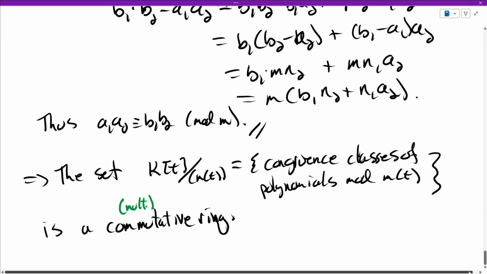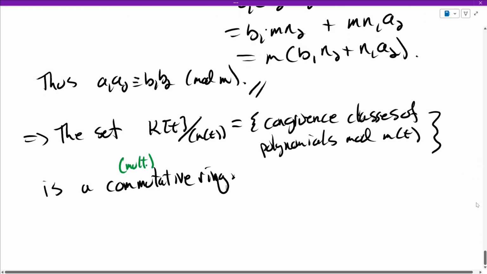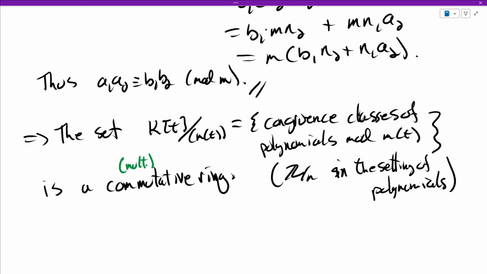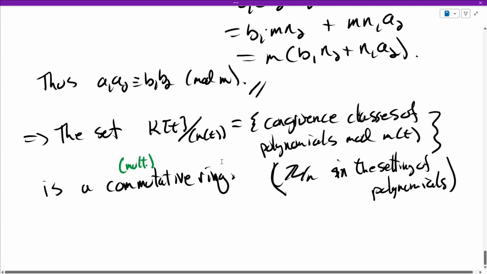So this should at least bring back some memories. I personally like to think about this as just Z mod n said differently, in the setting of polynomials. They're very similar because they both share a lot of algebraic properties. So it's helpful to think back, like, oh, what do I know about Z mod n? That's probably true here.